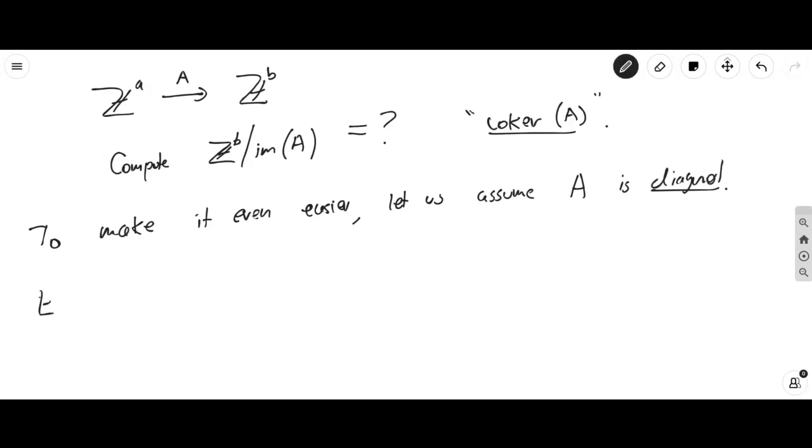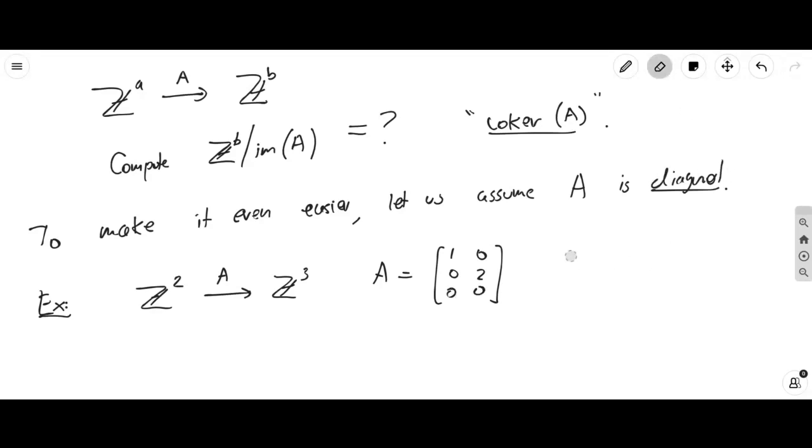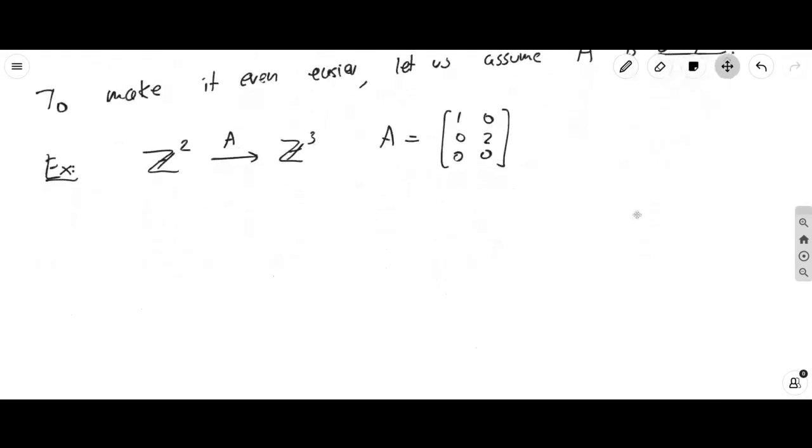So for example, let's say we have Z to the 2 mapping into Z to the 3, so the matrix has to be a 3 by 2 matrix. Let's say it's the matrix 1, 0, 0, 2, 0, 0. So when we say a diagonal matrix, we mean diagonal in a more general sense. It's not necessarily square, but things go down the main diagonal, and then you might have zeros at the bottom. So let's say that this is our matrix.